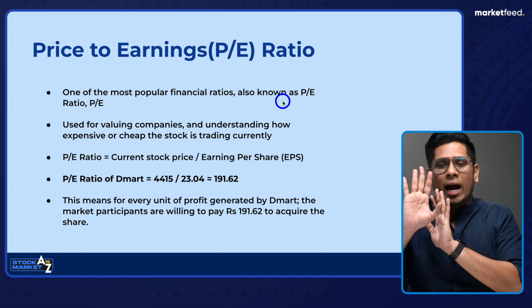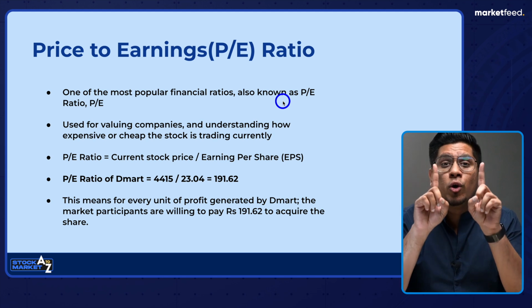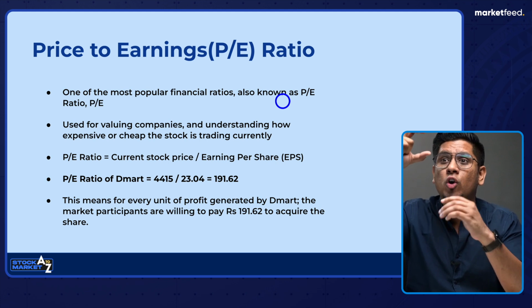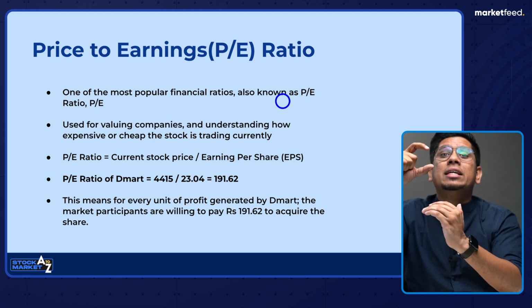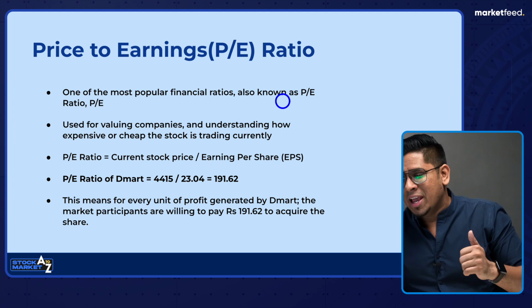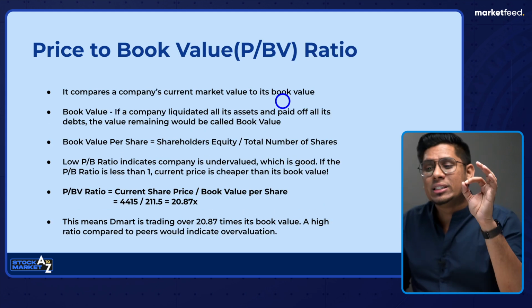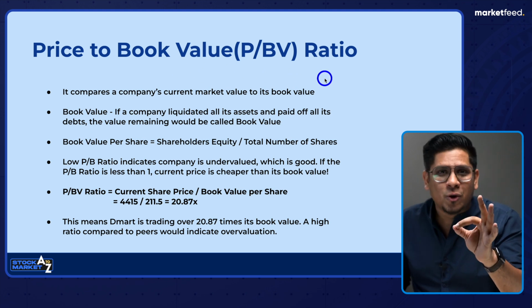But that is not what I want you to focus on here. I want you to focus on understanding PE, comparing the current price of the stock with respect to the earnings of the company. That is it. Cool. If this is understood, let's move ahead and learn the second valuation ratio, which is price to book value ratio. Now, this is simple.